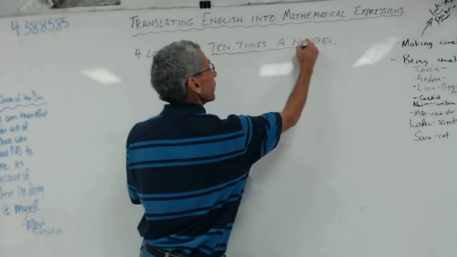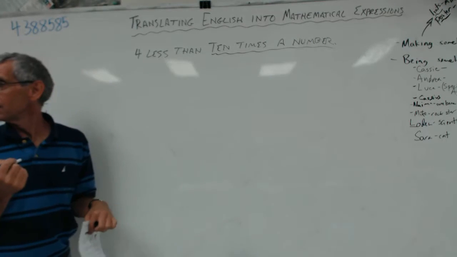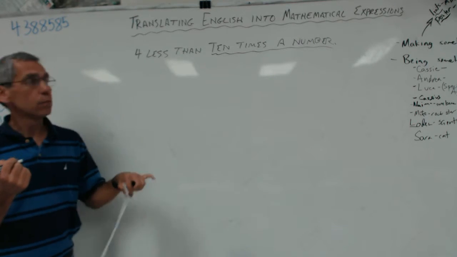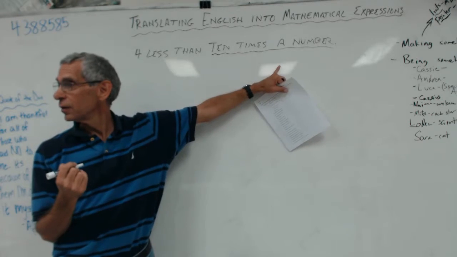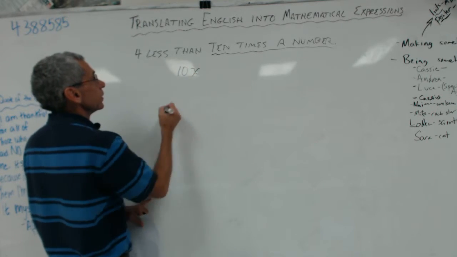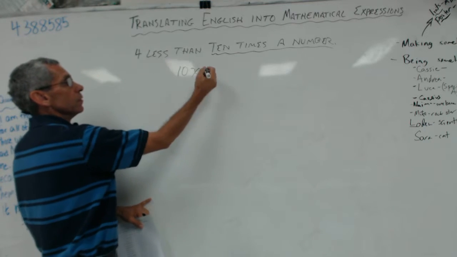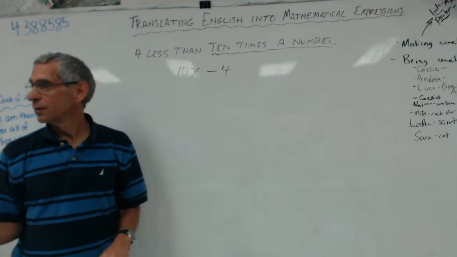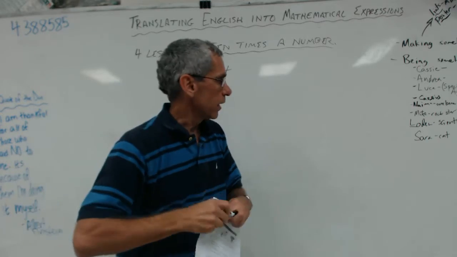This was here first, so I'm going to write that first. How do I write it, Zane? How do I write 10 times the number first? 10 times x, or just 10x. 10x. And then what? Minus 4. 10x minus 4. Exactly. Yay! Okay, so that's basically it.